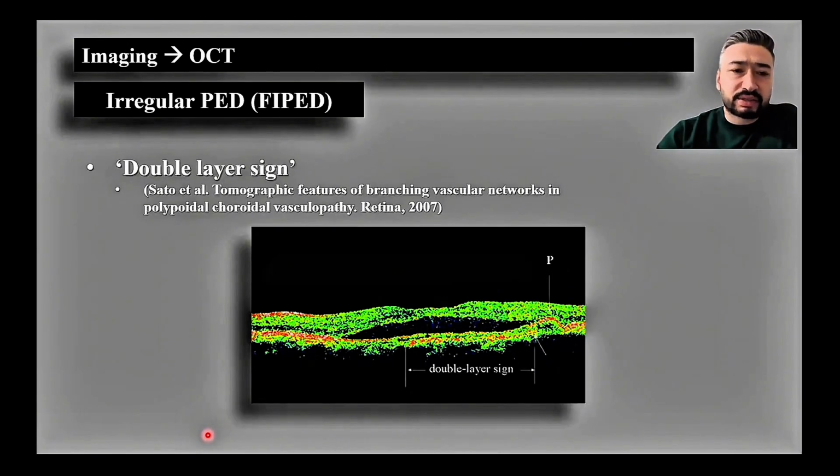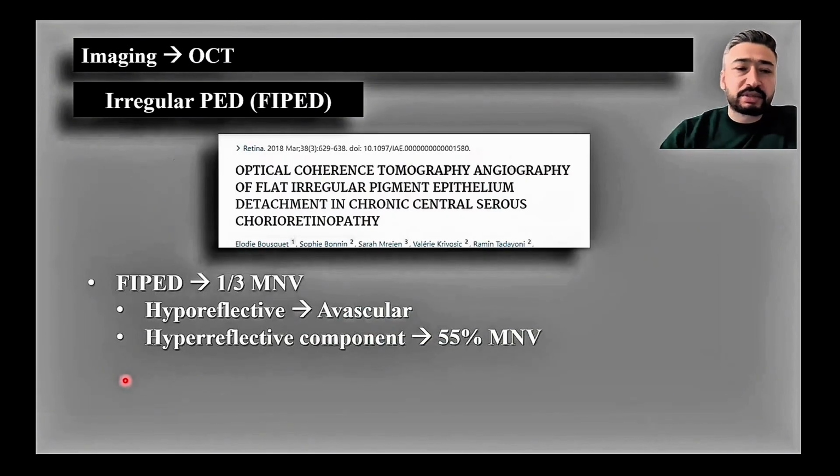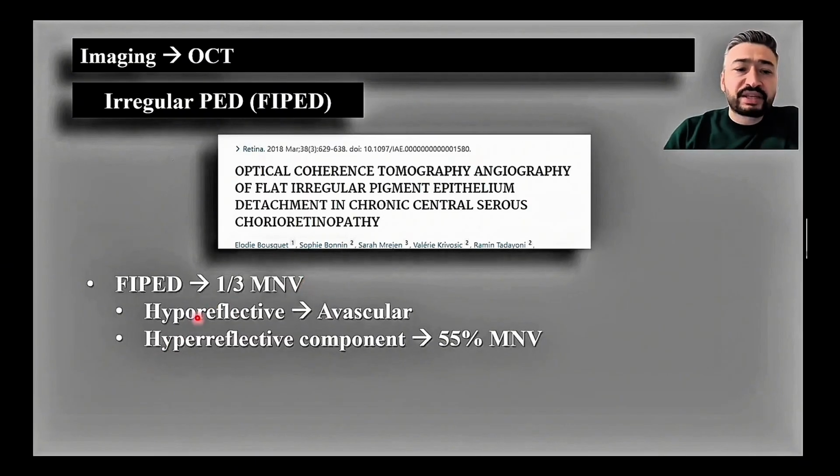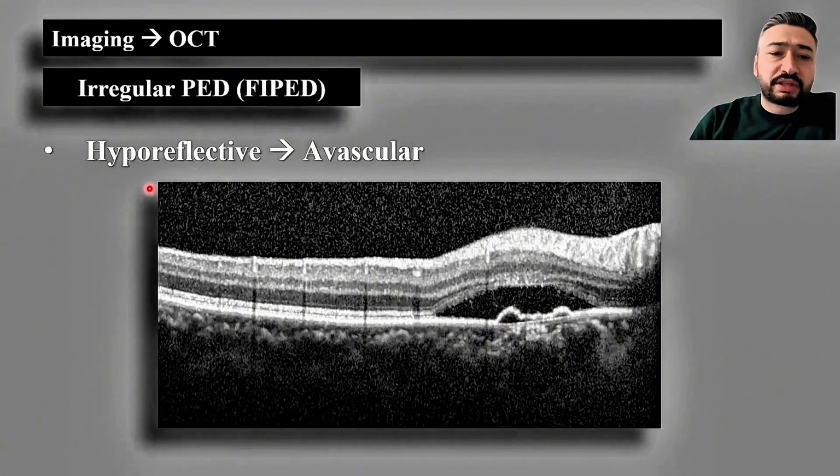When we look at irregular PED, the situation we call irregular PED or flat irregular PED, I had mentioned that this is also referred to as double layer sign. I said it started to be said first in PCV. However, double layer sign does not mean anything on its own. Flat irregular PED on its own does not indicate choroidal or macular neovascularization. If the content is hyperreflective, it is avascular. If the content is hyperreflective, we state that there is a 50% probability of having macular neovascularization within it. Here you can see a flat irregular PED with content that is hyperreflective and avascular.